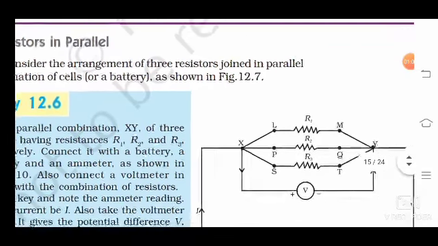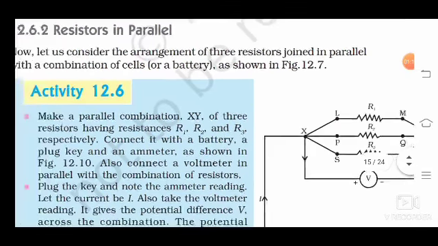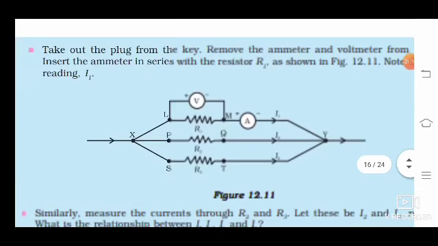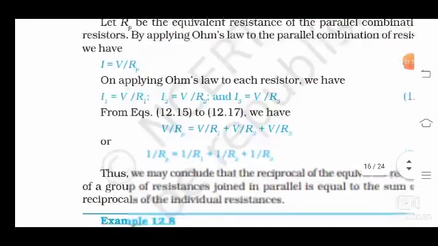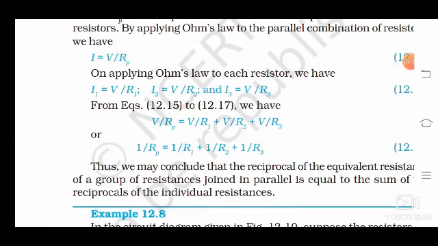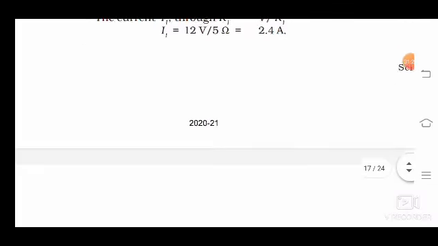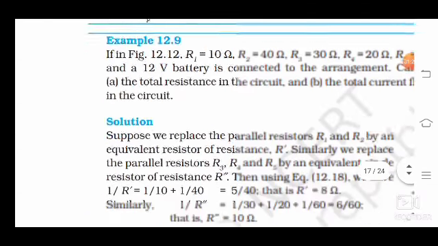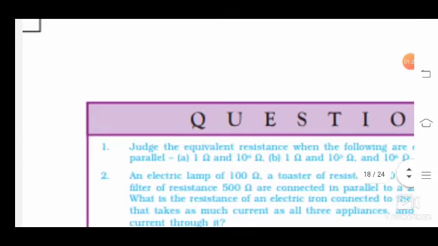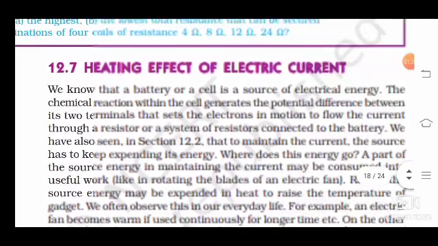This is the resistance in parallel. This way we have connected the bulbs in parallel, and then we got the result: 1 by R is equal to 1 by R1 plus 1 by R2. And on the base of this sums are there.